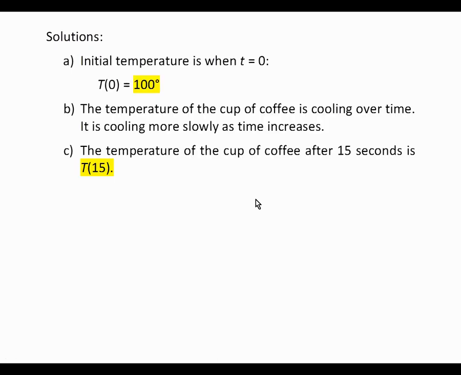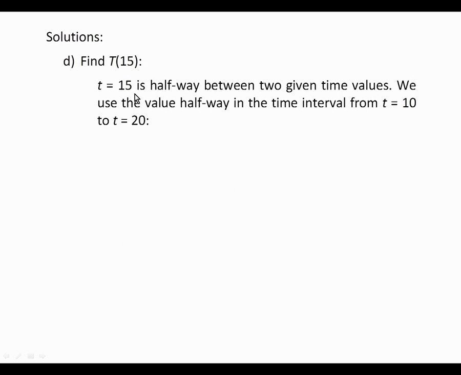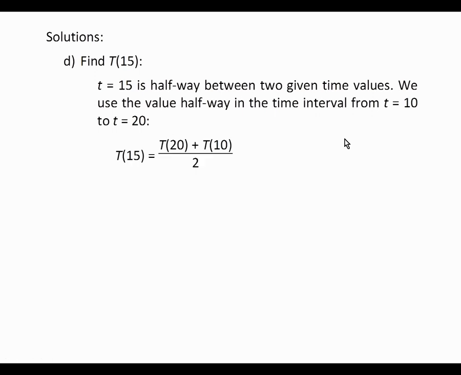And then we're supposed to find T of 15, right? We're supposed to estimate this. So if we're going to find capital T of 15. Okay, now, little t equals 15 is halfway between 2 given time values. So we use the value halfway in the time interval from t equal 10 to t equal 20. So we're looking at the average value from t equal 10 to t equal 20. So it's going to be T of 20 plus T of 10, all over 2.